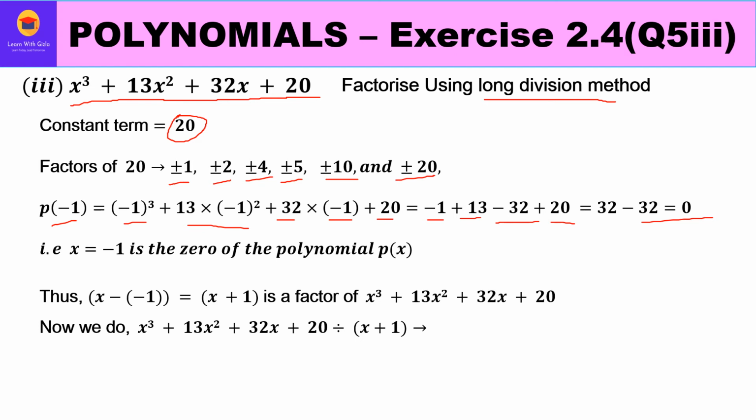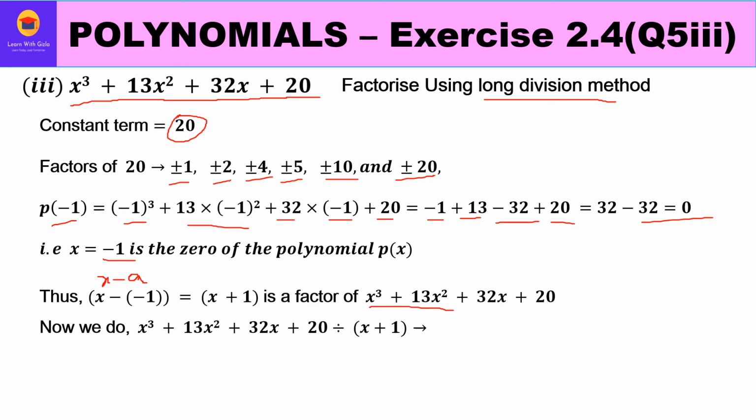So the given polynomial has the 0 of the polynomial at x is equal to minus 1. That means if you replace x by minus 1, you are getting the value of the polynomial as 0. So it is the 0 of the polynomial. No need to solve further because we require only one factor. So one of the factors, which we can say x minus a, or x minus minus 1, which is x plus 1, is one of the factors of this given polynomial.